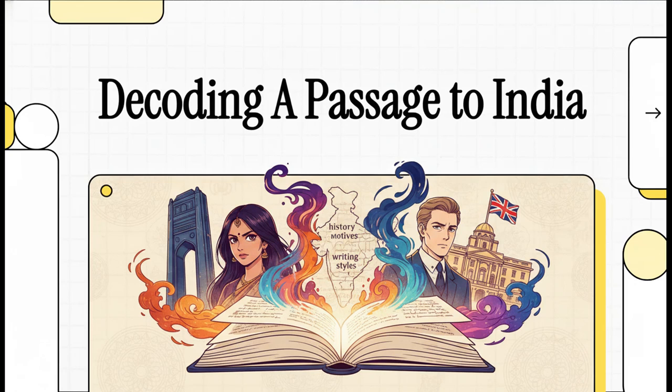Today we're exploring a true literary masterpiece, E. M. Forster's A Passage to India. But we aren't just going to recap the plot here. We're going to peel back the layers of this book as if it were a palimpsest. You know, one of those ancient documents where multiple histories, writing styles, and personal motives have been written, erased, and then written over again. It's a brilliantly complex text, and it captures a very specific, volatile moment in history.